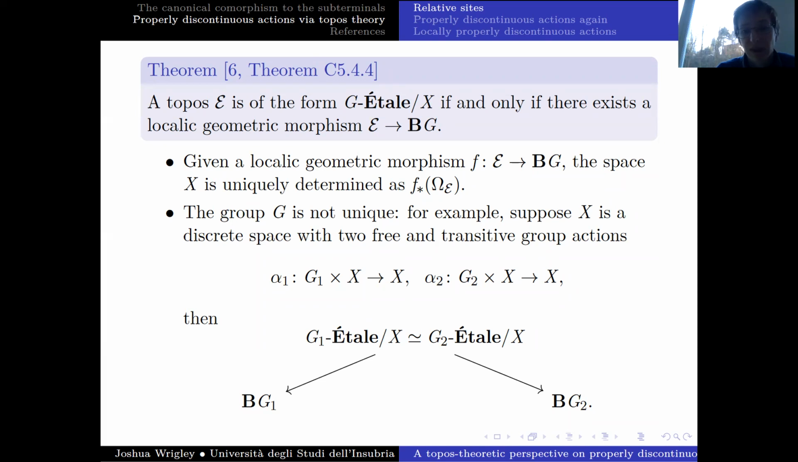But we're going to consider a much simpler example, which is, we'll give an example of when you have X being a discrete space with two free, intransitive group actions, alpha1 and alpha2, by two discrete groups G1 and G2. Then we're going to end up with a diagram of this form. And so it's quite clear that G1 and G2 cannot be taken to be unique.